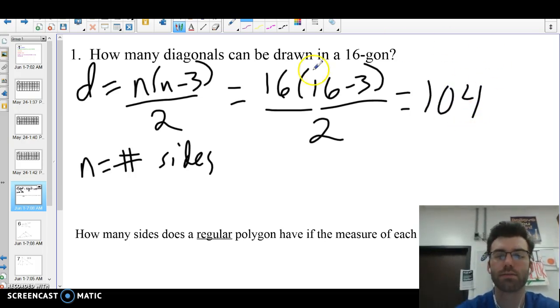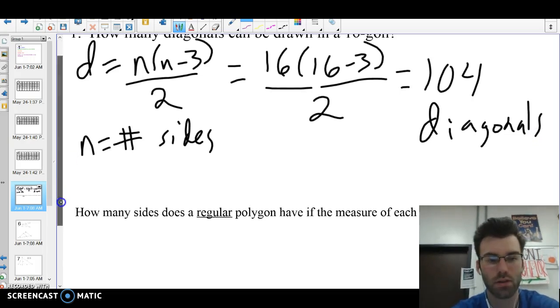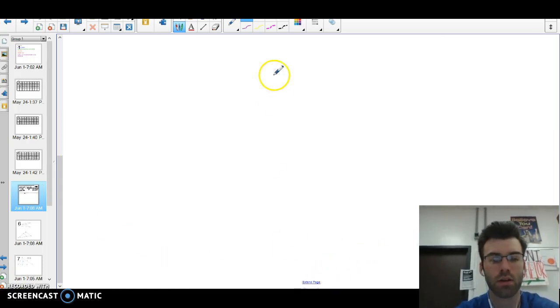Remember, take care of the subtraction first here. So that's 13 times 16 over 2, or you could do 16 divided by 2, which is 8, and 8 times 13 gives you 104 diagonals. Easy peasy, lemon squeezy. Remember, if you have any questions, write them down, or you can come ask me in class right now.